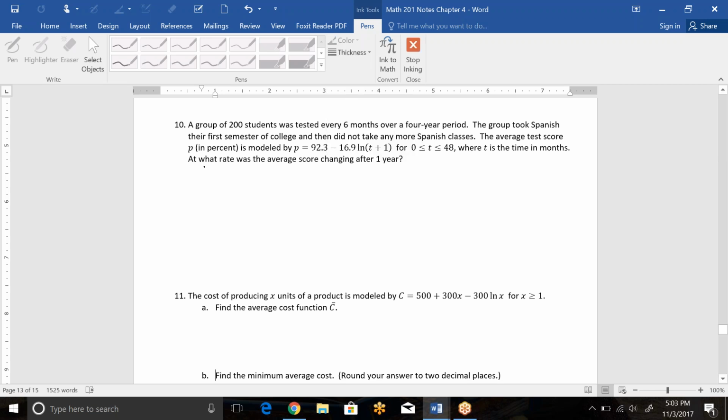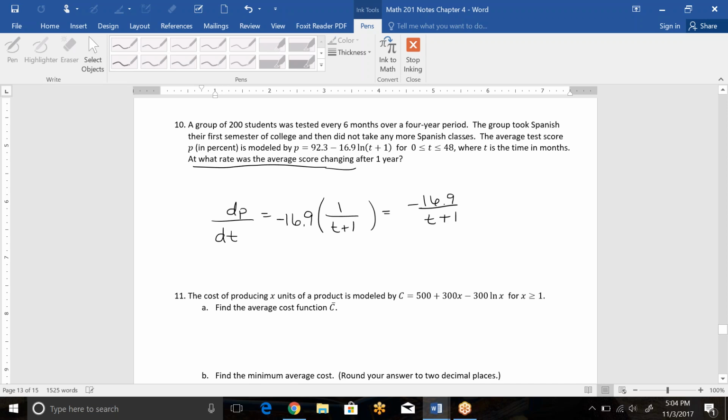So now this part right here is telling you that we need to take a derivative because they said the rate was changing. Rate changing is slope. So because this is 2 different variables, we're going to take it with respect to time because it's the 1 year. So dP/dt equals, because that's this, the derivative of 92.3 would be 0. The derivative of negative 16.9 natural log of t plus 1 is negative 16.9 times the derivative of natural log, which is 1 over t plus 1, and the derivative of the t plus 1, the inside part, is just 1. So it's just going to be negative 16.9 over t plus 1.